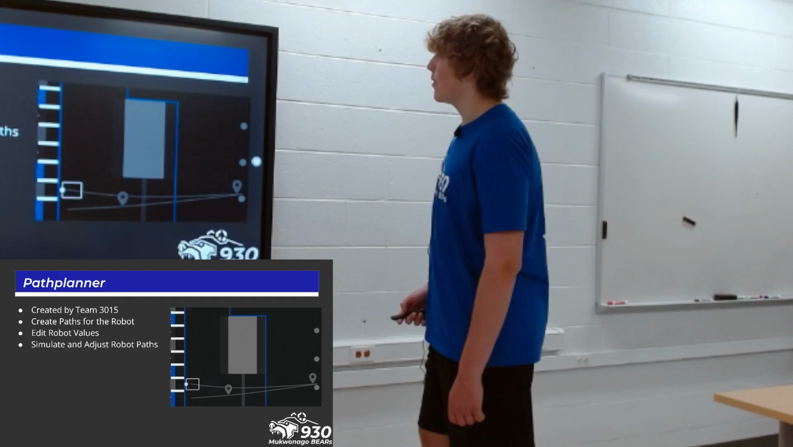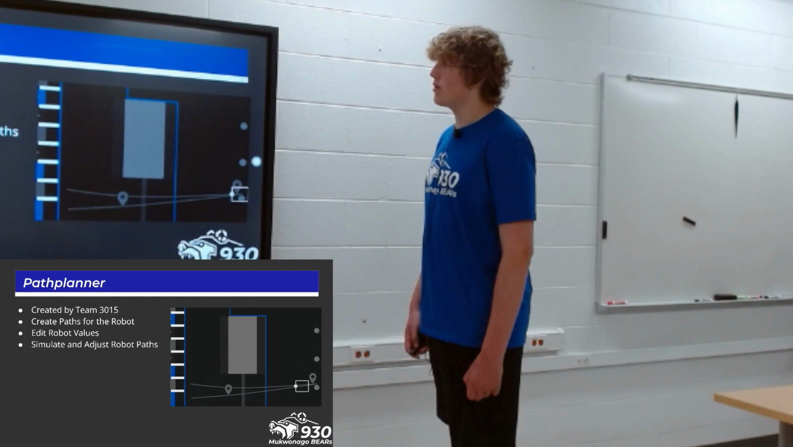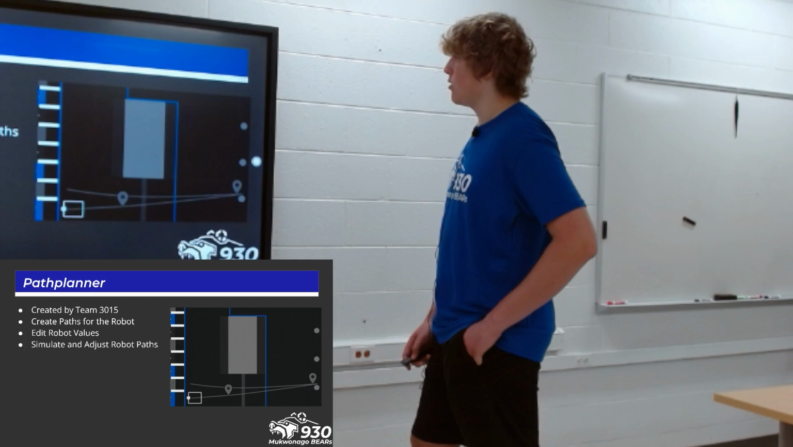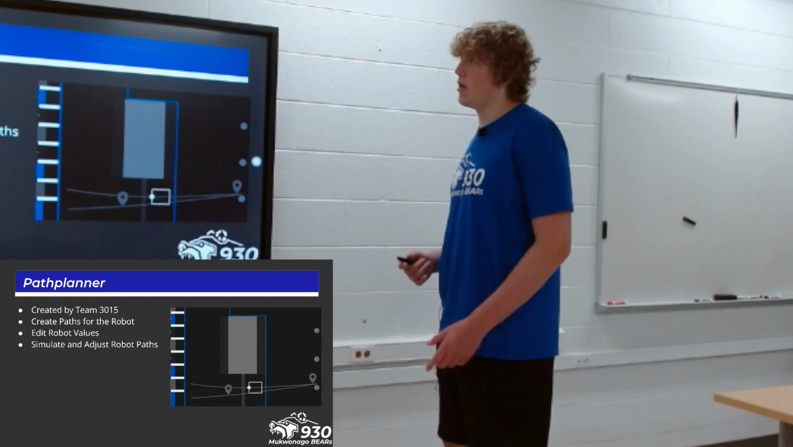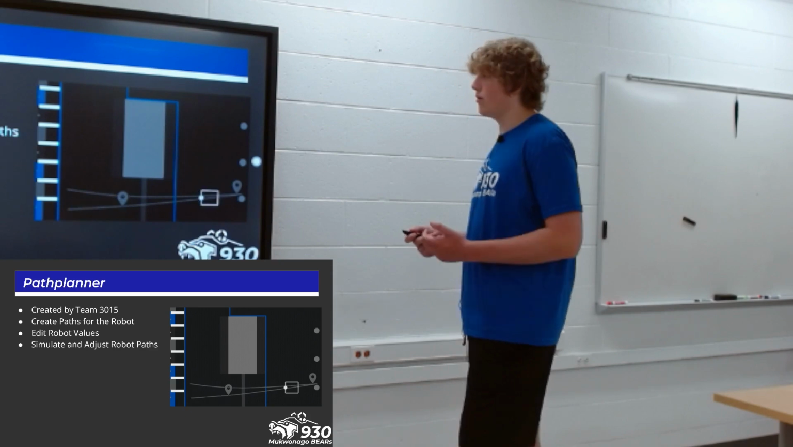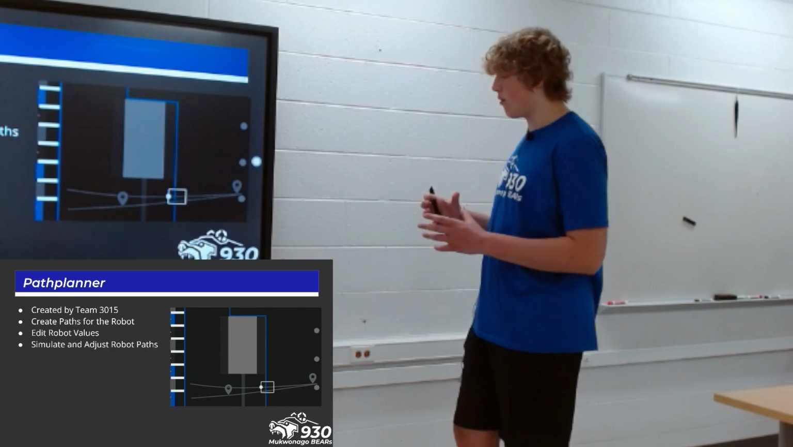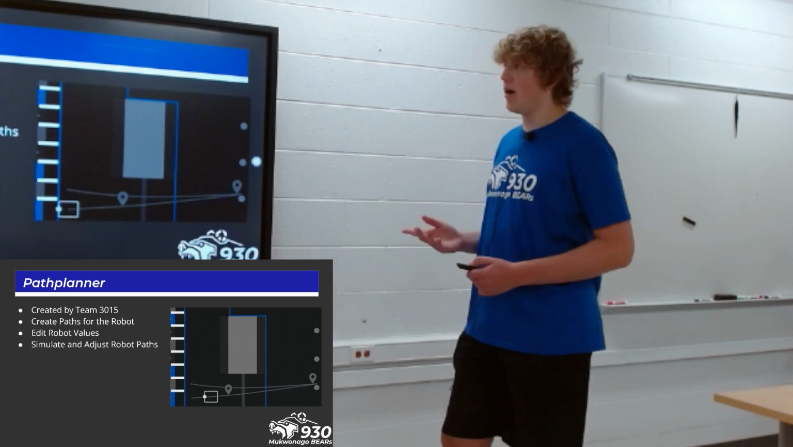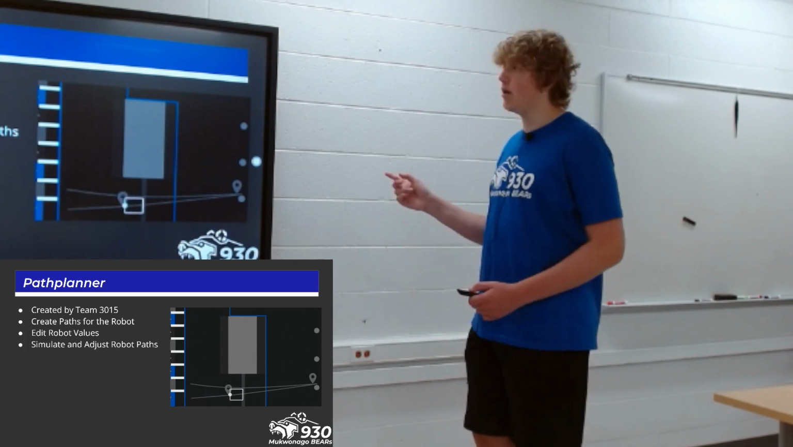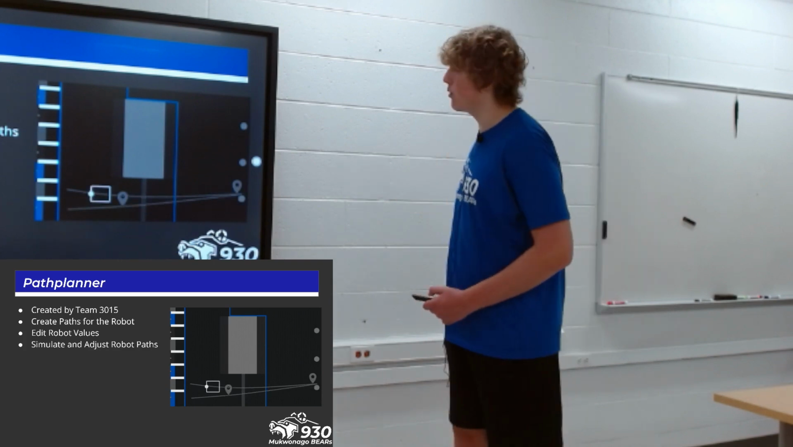Okay, so Path Planner is a software that is created by Team 3015. On Path Planner, you can basically create your auto paths. You can edit the robot's values, like the speed or the size of the robot. Every year, they put in the picture of the new field, so you know where you're going on the field.